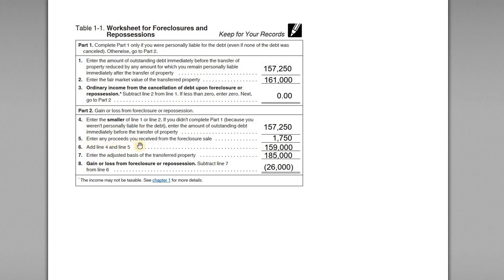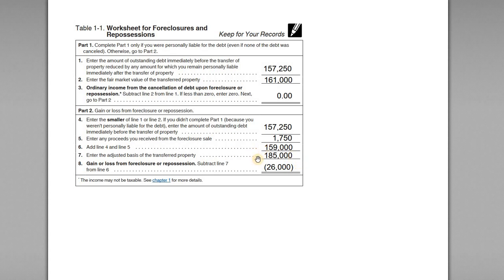On line 5, enter any proceeds we received from the foreclosure sale. So in this case, we did get something back. We got $1,750 back. Obviously, in a lot of cases, you don't get anything back, right? But in this case, we did get some cash back. So we add lines 4 and 5. We have our adjusted realized amount of $159,000, and then our adjusted basis of the property.